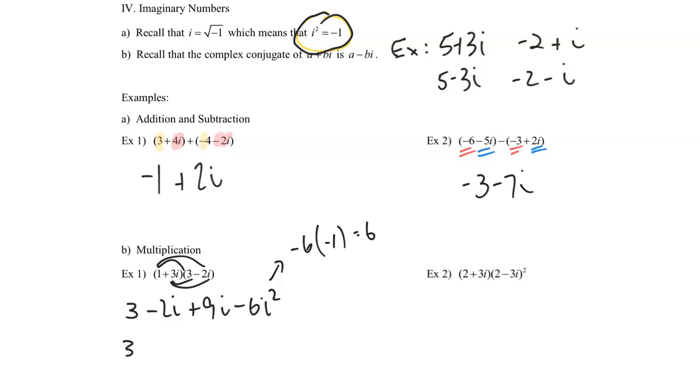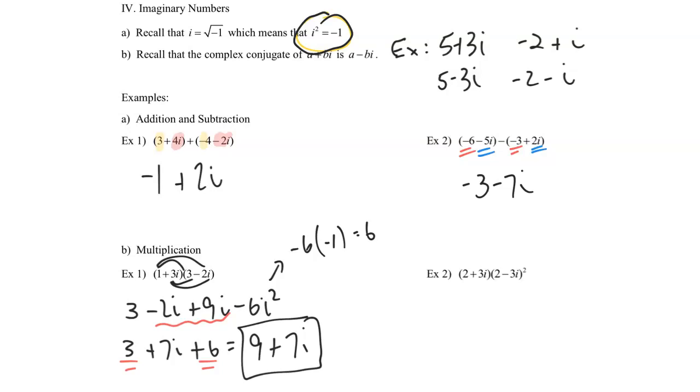I'm going to go ahead and collect my like terms here in the middle. So this -2i plus a 9i is going to give me plus 7i, and then plus 6 is what that last term becomes. And then the last thing I need to do is just collect my real parts here, this 3 and this positive 6, which is going to end up giving me 9 plus 7i as my answer when I multiply those together.